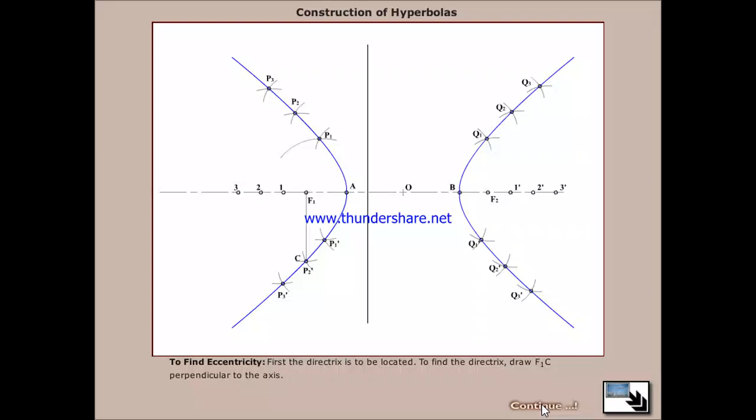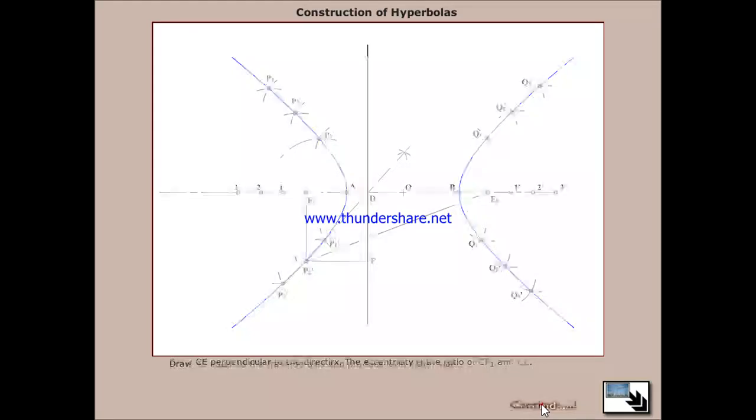To find eccentricity, first the directrix is located. To find the directrix, draw F1C perpendicular to the axis. Draw the bisector of angle F1CF2. The bisector will intersect the transverse axis at D. At D, draw a perpendicular to the transverse axis AB, which will be the directrix. Draw CE perpendicular to the directrix. The eccentricity is the ratio of CF1 and CE.